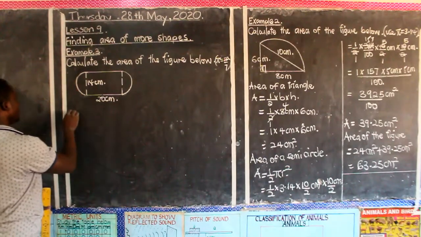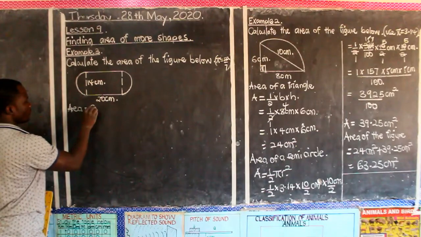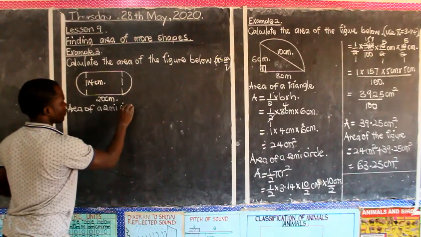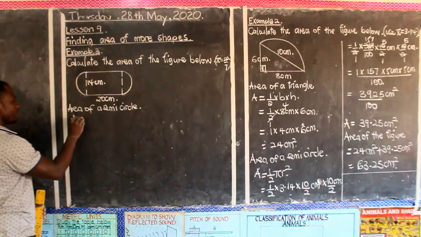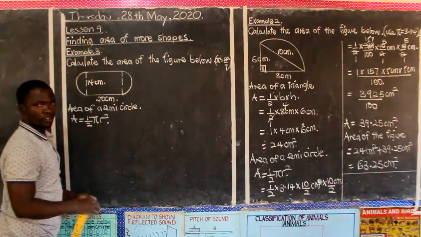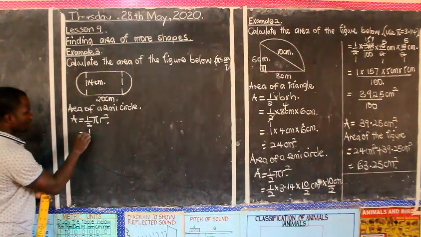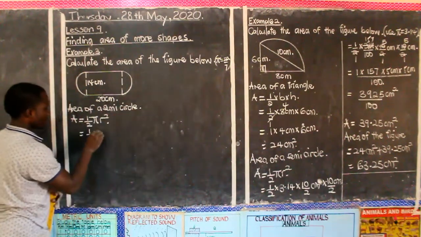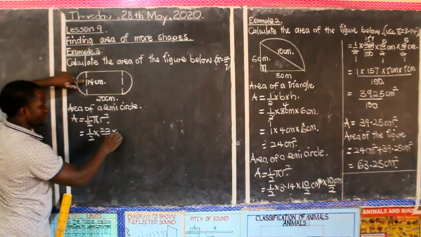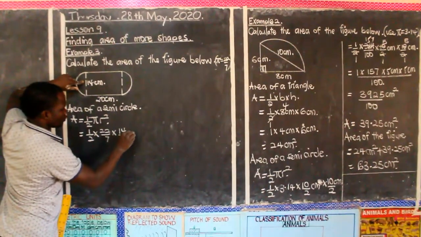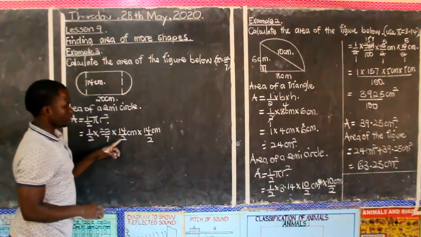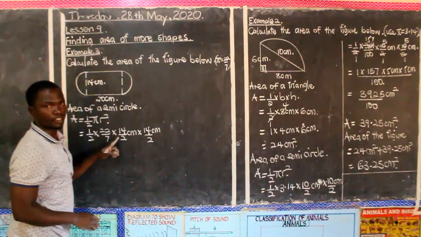So we shall begin by getting the area of a semicircle. That is one semicircle. So here we shall say area equals a half pi r squared. It will be a half times the pi given of 22 out of 7 times the radius, but they have given us the diameter here. So this will be 14 out of 2 centimeters times 14 centimeters out of 2. I'm dividing by 2 because 14 is the diameter. For us to have the radius, divide the diameter by 2.